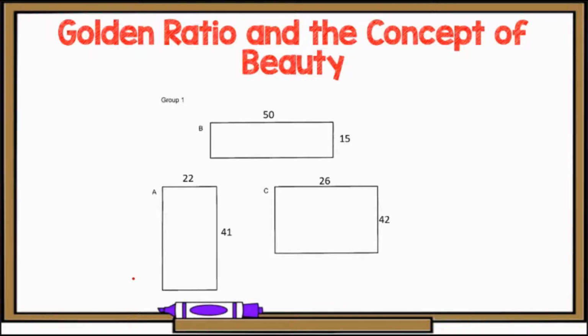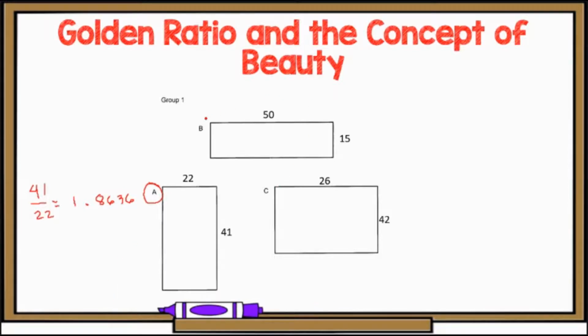Let's start with A. This is rectangle A. The longer part is 41. If we are going to divide it by the shorter part, 22, the ratio will be, okay, it is your time to get your calculator. Please compute. All right. If you ended up with 1.8636, then your answer is correct.